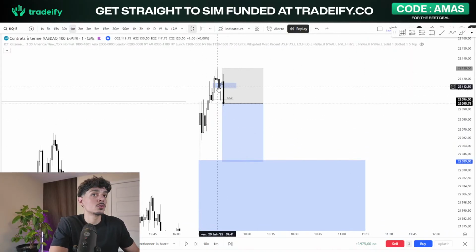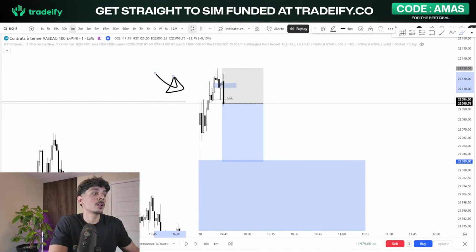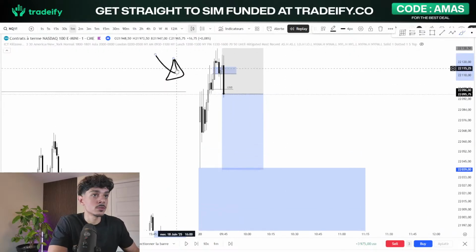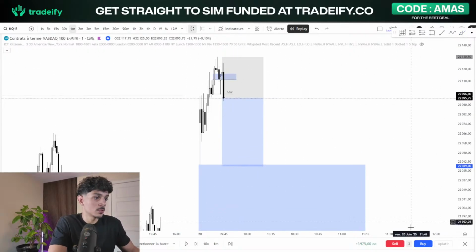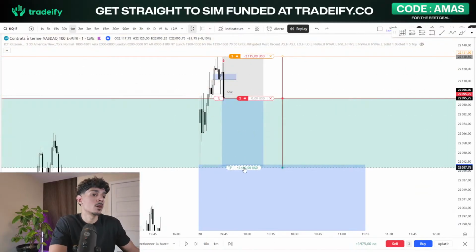9:30 opens, shoots up in the opposite direction. This should be a fake out. Sweep previous daily high. We have Asian, London lows still intact. You have your bias from all of those concepts. So short here, stop loss right above this high, take profit right there.